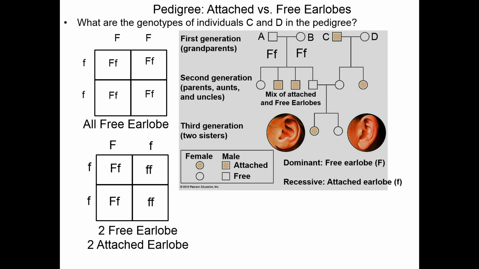But when you set up your cross, you know you're crossing a person who's homozygous dominant or heterozygous with an individual who is homozygous recessive. Now look at the offspring. Well, you have offspring that have free and attached earlobes. If you expected all your offspring to have free earlobes, that would mean that individual D would be homozygous dominant, which is not the case. We don't see that. Both of their daughters have either attached or free earlobes. In this case, that means individual D is heterozygous.